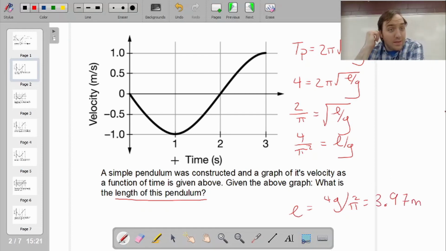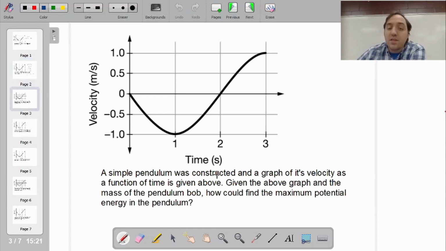This is more emblematic than the previous question is of AP style questions, in that it requires you to apply your knowledge and go an extra step. It's very rarely the one step, it's deeper applications. Let's keep going. A simple pendulum was constructed as above.